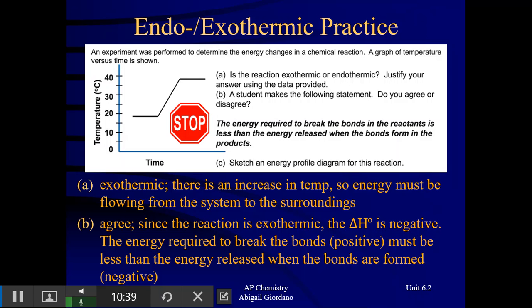Again, if that is confusing to you, don't worry about it so much, because we are going to cover the energy of breaking bonds and forming bonds and how that correlates. We're going to cover that more in a later unit. Okay, if it makes sense to you, great. If not, don't worry. We're going to clear it up in a later subunit. But let's do this last part, sketch an energy profile diagram. We know that it's exothermic.